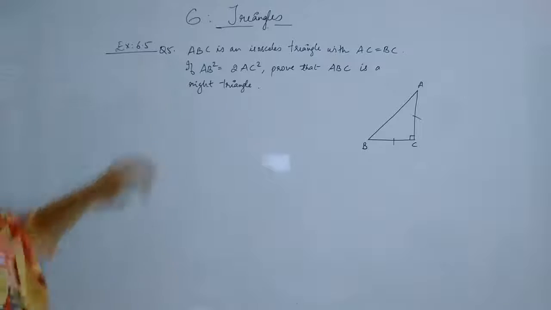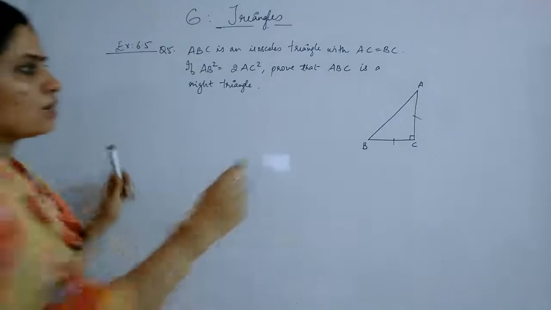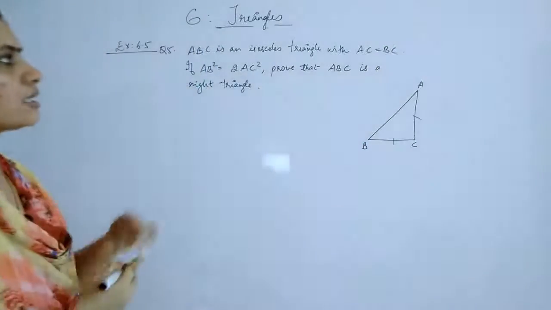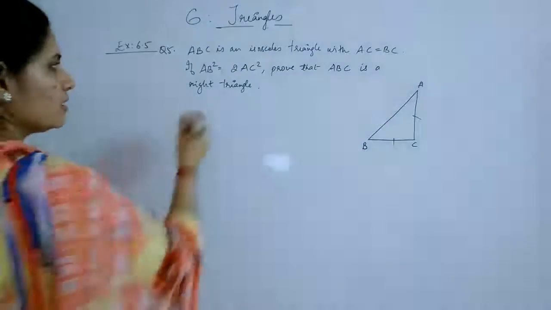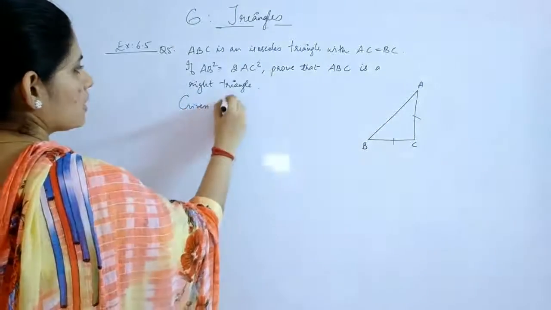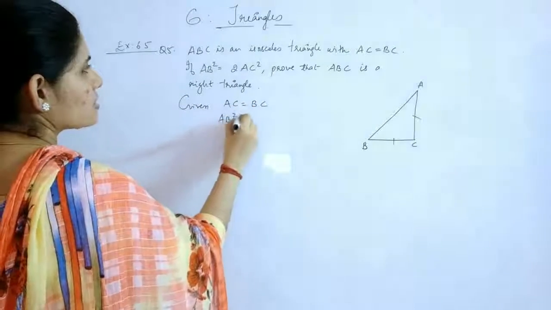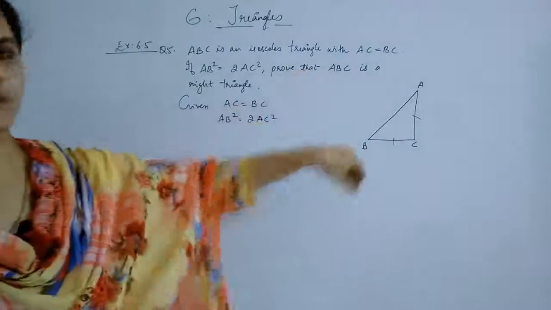Question number 5: ABC is an isosceles triangle with AC equal to BC. If AB square is equal to 2AC square, prove that ABC is right angled. So now I am not assuming that it is right angled, but since it is isosceles, we can take that AC is equal to BC, that is given. What is given is AC equal to BC and AB square is equal to 2 times AC square.